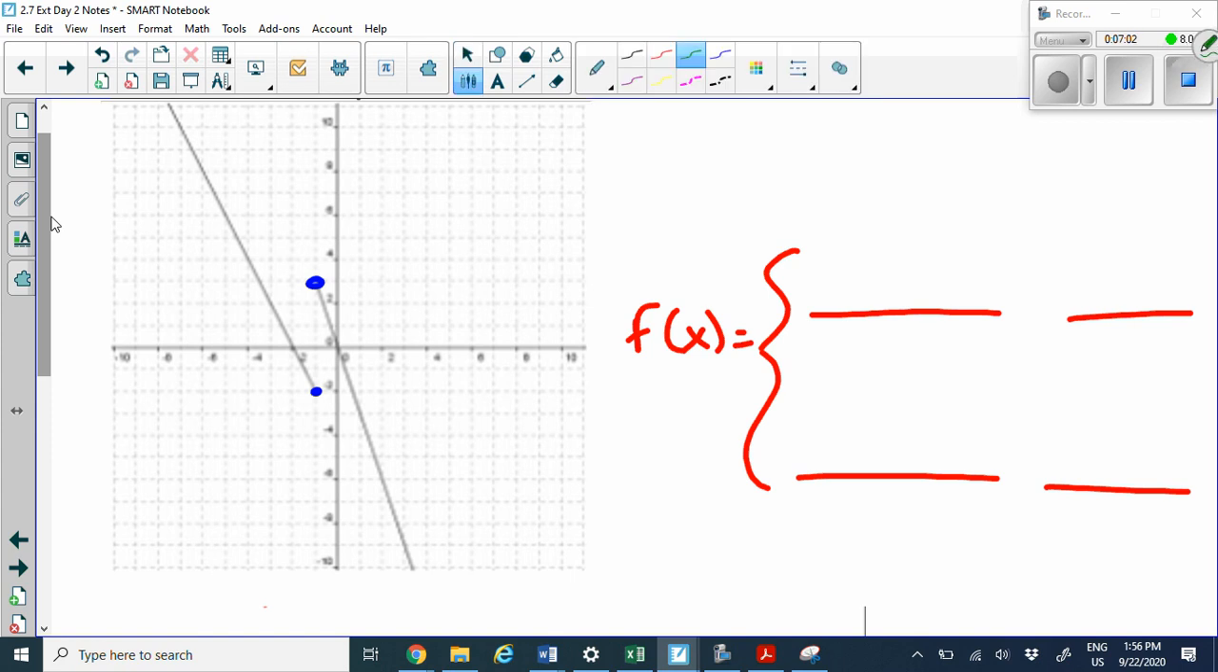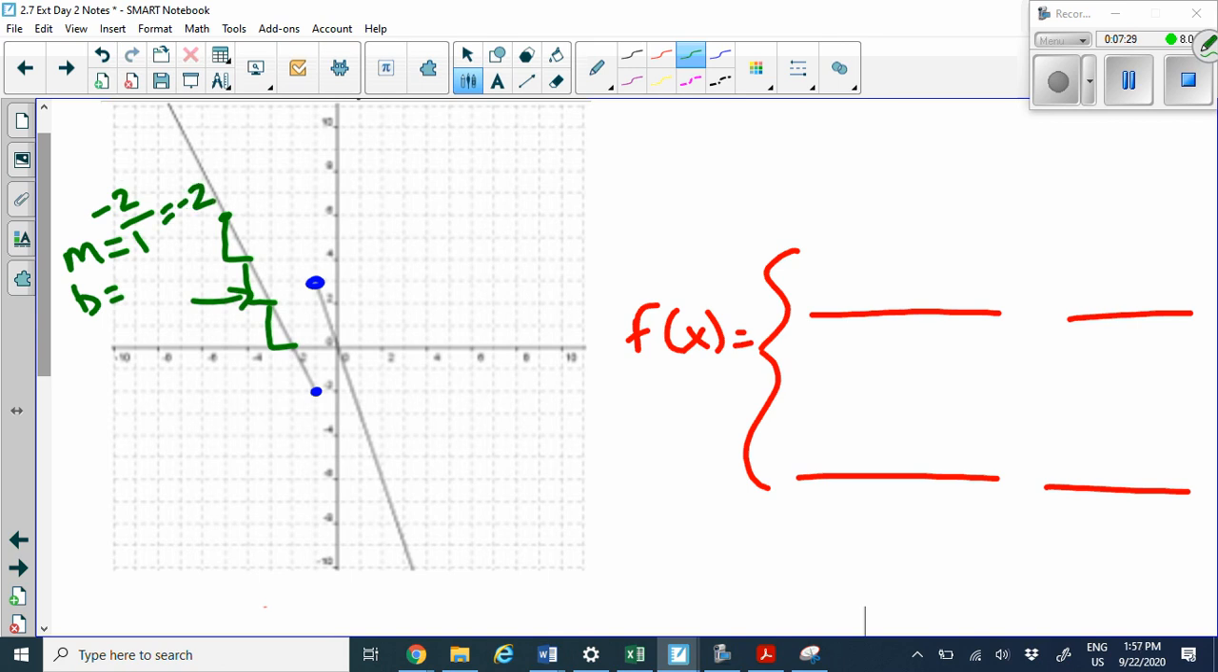Let's find this line here. We want the m and we want the b. Pick a point that is on this line. It looks like I go down 2 and then to the right one. Down 2, right one. Down 2 means negative, and going right is positive, so my slope is -2.